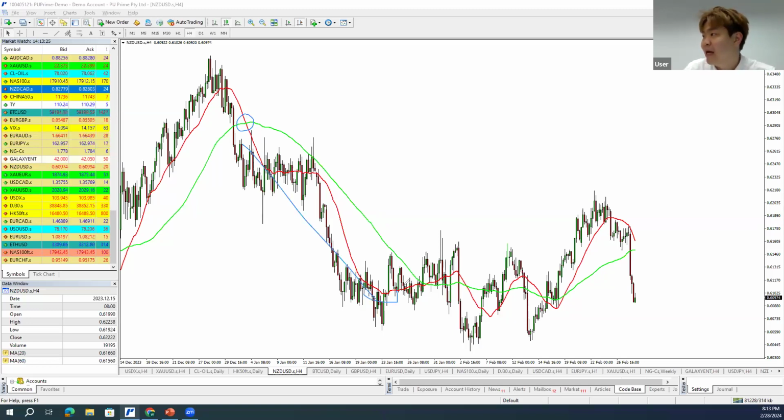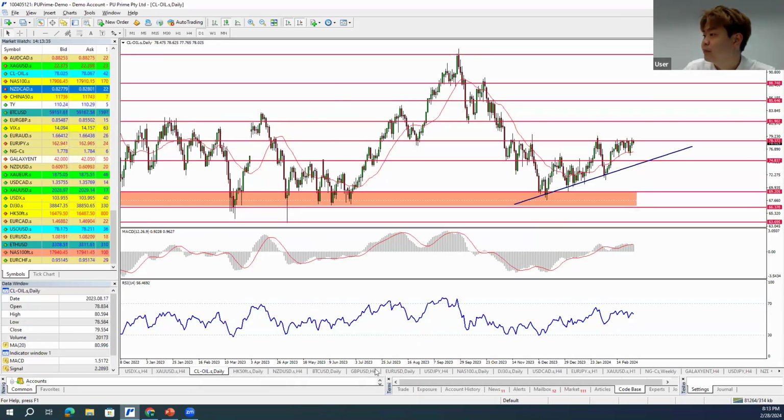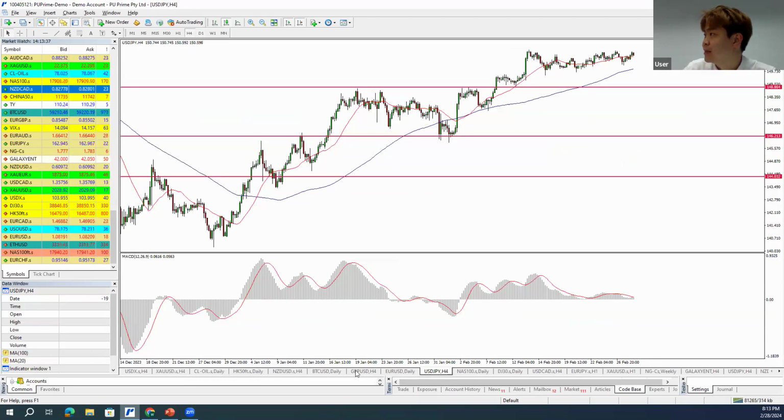So the next thing that we can monitor is other trends. Let's see whether there is any clearer trend reversal. Maybe we can look at the oil market. But maybe let's see.